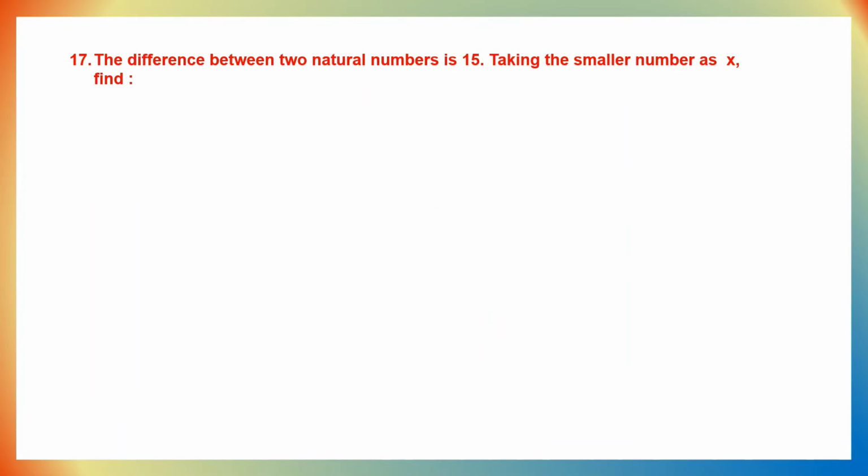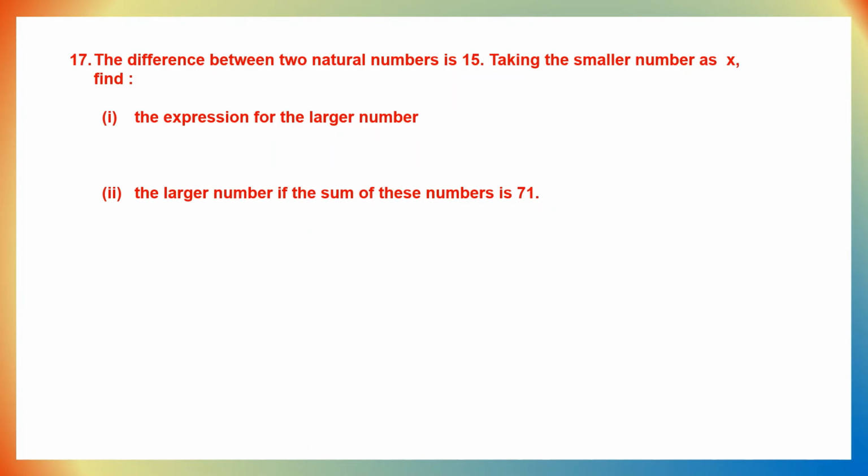Question 17. The difference between two natural numbers is 15. Taking the smaller number as x, we need to find a few things. First thing we need to find is the expression for the larger number. So first let's do that and then we'll find the second part, which is to find the larger number if the sum of these numbers is 71.